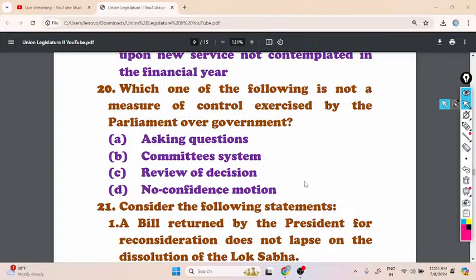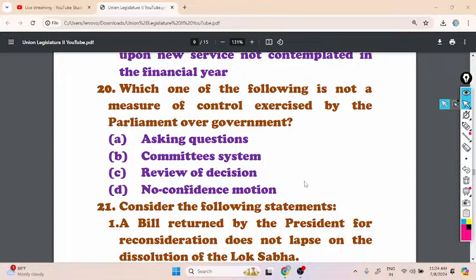Which one of the following is not a measure of control exercised by the parliament over government? But remember, in a parliamentary government, the parliament controls the executive through accountability to the legislature. That is a core principle of parliamentary government, and parliament has many devices to control. There are many methods of control, although the control does not exist in substance as the executive enjoys a majority in the house, but that is a different matter. Remember, parliamentary control over the executive is a must. Whether it is strong or weak depends on the size of the opposition. But parliamentary control is a must in a parliamentary democracy.